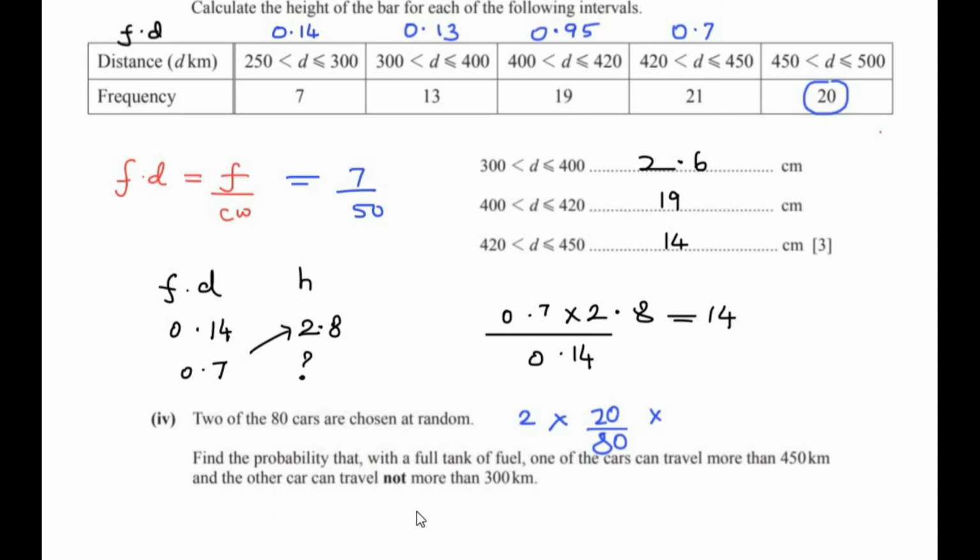Now the next condition is the other car can travel not more than 300 km, which means look at the second class interval. This is between 300 and 400, which means it goes beyond 300 or above 300. But we want not more than 300, which means 7 cars have traveled between 250 and 300 or lesser than 300.